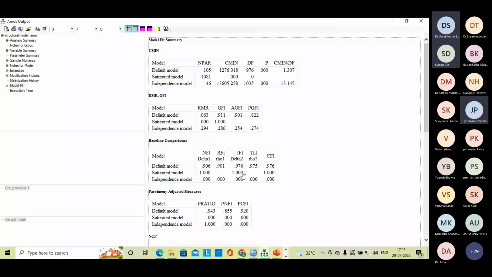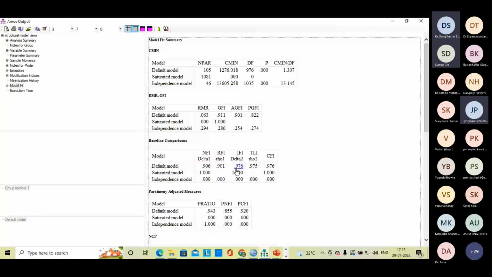Now coming to the NFI, normed fit index. It is 0.906, crossing 0.9, so it is a good fit. Look at your RFI, relative fit index. It is 0.901. The IFI, incremental fit index, is also above 0.95.